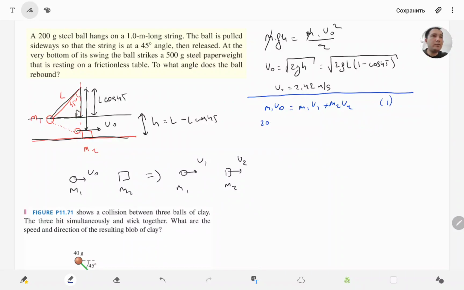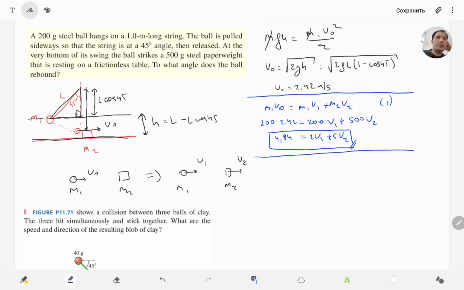Let me use grams. 242 equals 200 grams times V1, unknown, plus 500 grams times V2, also unknown. Let me divide both sides by 100. So here we have 4.84 equals 2V1 plus 5V2. As you see, we have one equation and two unknowns, so we need one more equation.